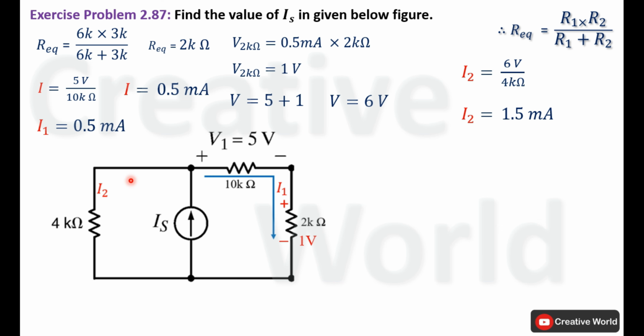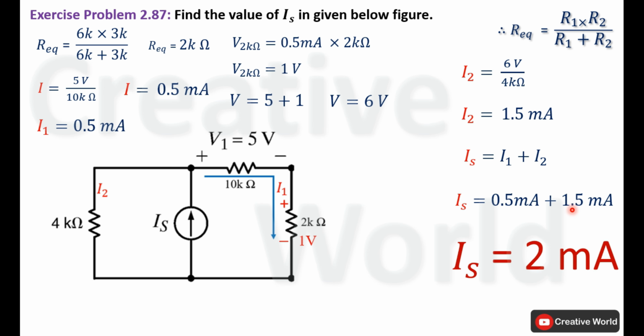Now we can apply Kirchhoff's current law on this node to calculate the value of current Is. Current Is will be equal to the sum of both leaving currents because only one current is entering and two currents are leaving. So the value of Is is equal to I1 plus I2. Place values of I1 and I2. Value of I1 is 0.5 milliampere and value of I2 is 1.5 milliampere. So the value of Is will be 2 milliampere.